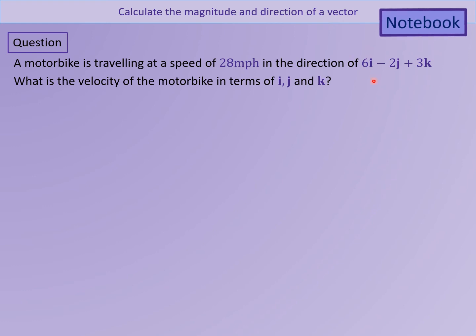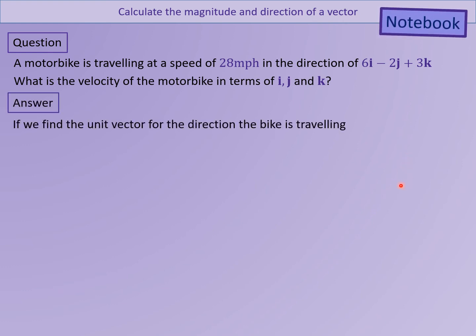It has to be some multiple of this because then any multiple of this is going to be parallel, in the same direction. Okay, so how do I do that though? How do I find a vector that's parallel to this, some multiple of it, that's got a magnitude of 28? We can do it using that sort of idea of finding a single unit. So in this case, I'm going to find the direction the bike is travelling in, and I want to find the unit vector for that. I can do that using this formula just here.